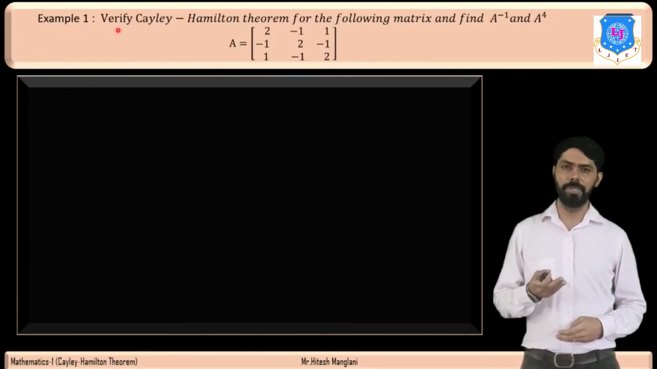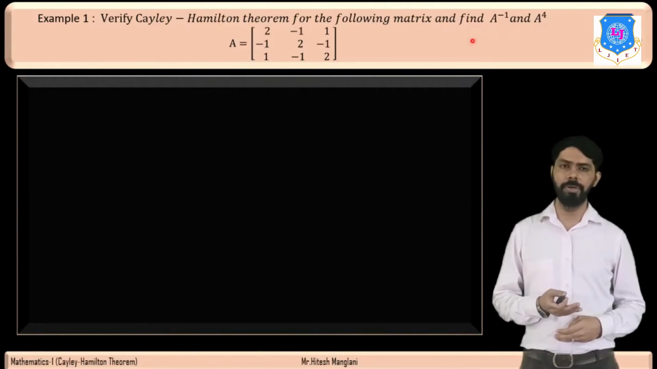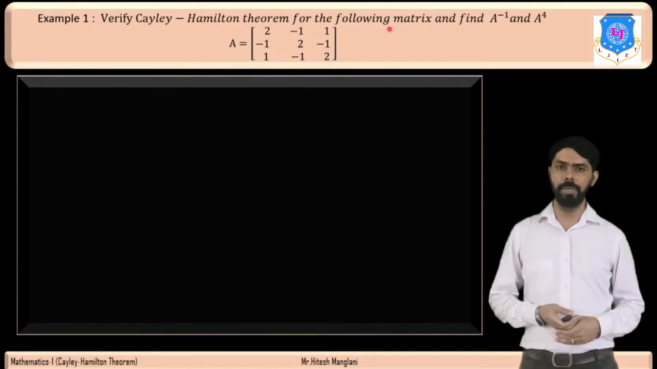The first example is: verify Cayley-Hamilton theorem for the following matrix and find A inverse and A raised to 4, for A equal to [2, -1, 1; -1, 2, -1; 1, -1, 2]. So in this example we will have to verify Cayley-Hamilton theorem and also find A inverse and A raised to 4.